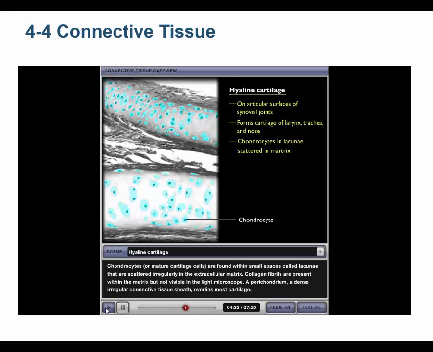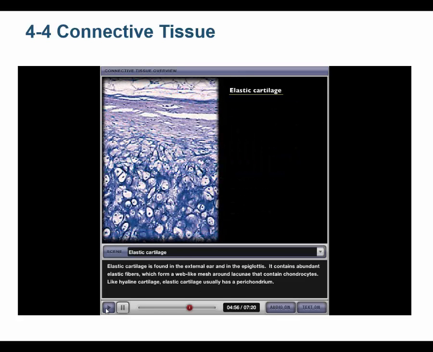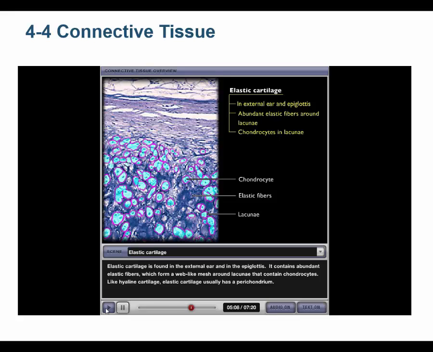Chondrocytes, or mature cartilage cells, are found within small spaces called lacunae that are scattered irregularly in the extracellular matrix. Collagen fibrils are present within the matrix but not visible in the light microscope. A perichondrium, a dense irregular connective tissue sheath, overlies most cartilage. Elastic cartilage is found in the external ear and in the epiglottis. It contains abundant elastic fibers, which form a web-like mesh around lacunae that contain chondrocytes. Like hyaline cartilage, elastic cartilage usually has a perichondrium.